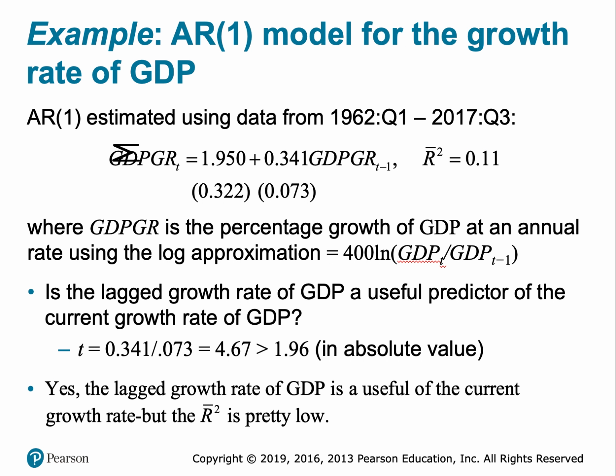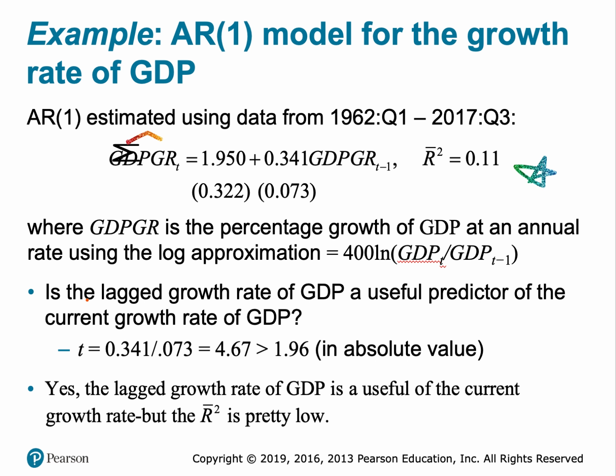The AR1 model is estimated in this example for the growth rate of GDP using data from 1962 quarter 1 through 2017 quarter 3. The estimated GDP growth rate is given by this equation: 1.95 plus 0.341 times the growth rate of GDP at t minus 1. The adjusted R squared is 0.11. The standard error of the constant is 0.322. The standard error of the coefficient on the lagged value is 0.341. Here, GDP-GR is the percentage growth of GDP at an annual rate using log approximation.